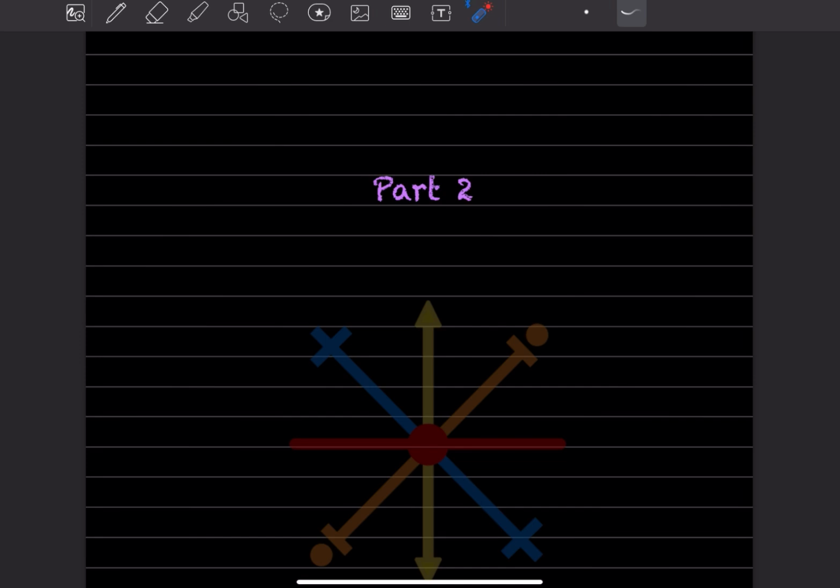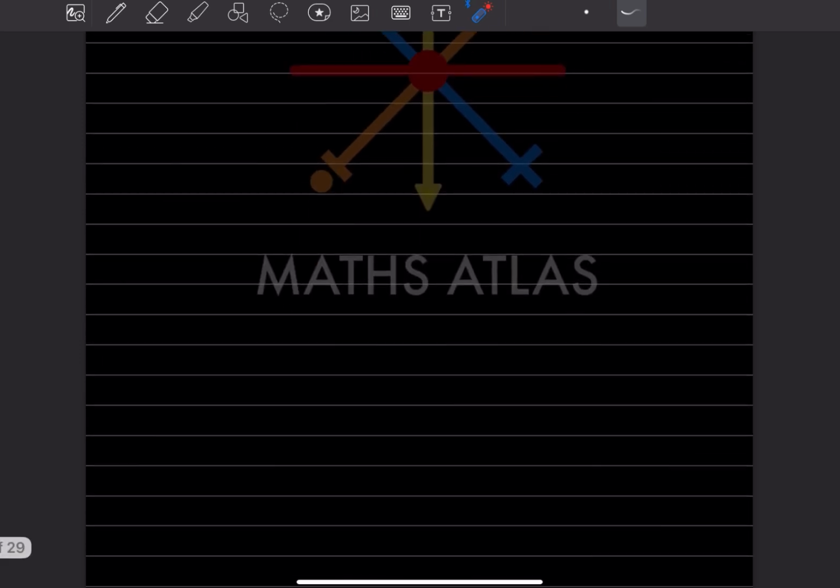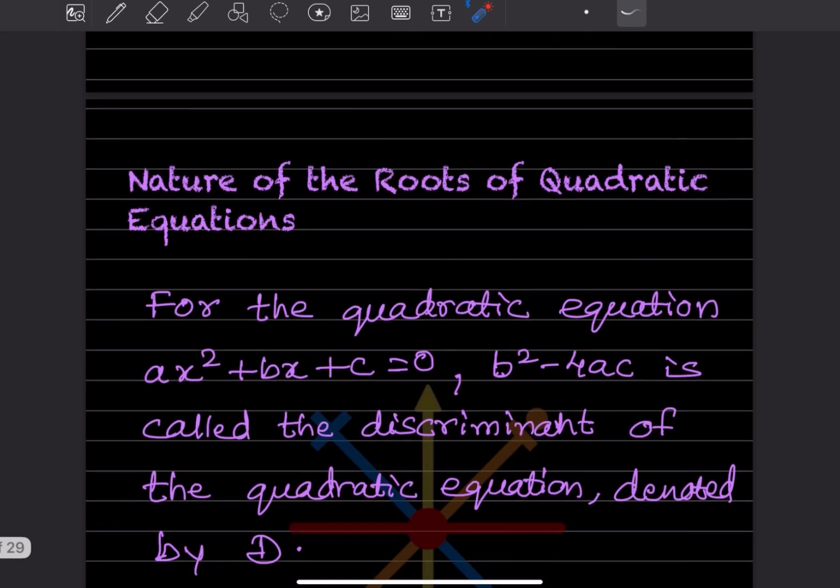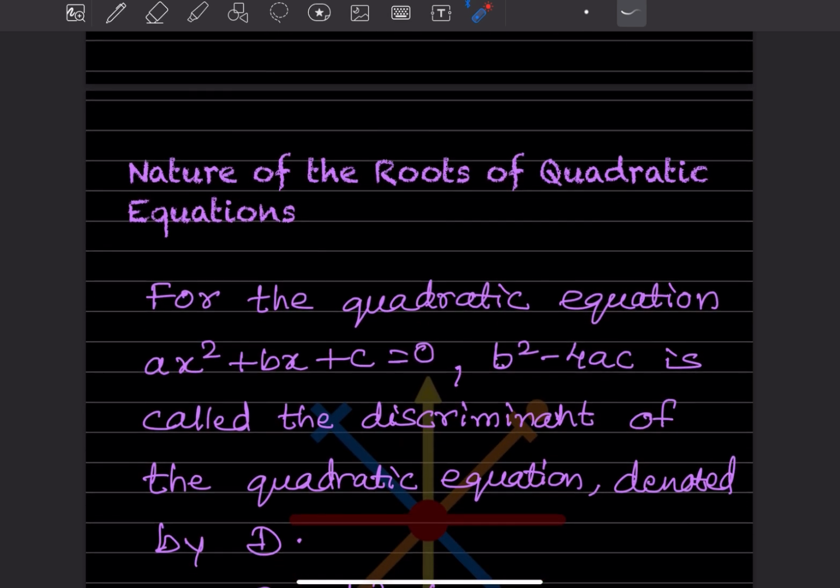So today we'll do part 2 of the same topic, that is the quadratic equation. In that we are going to see the nature of the roots of the quadratic equation. One video has already been uploaded, you can have a check.